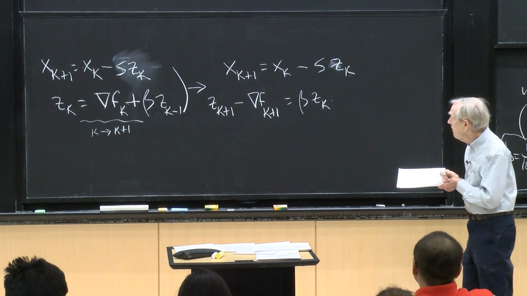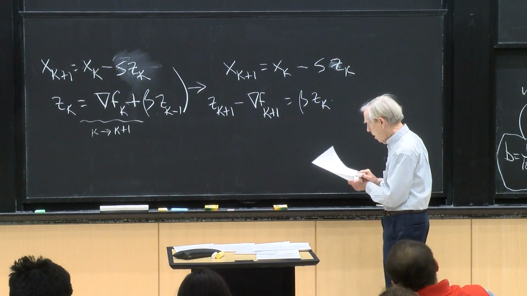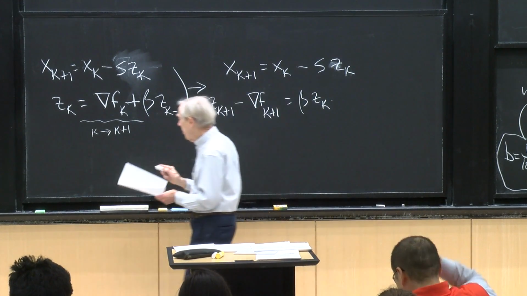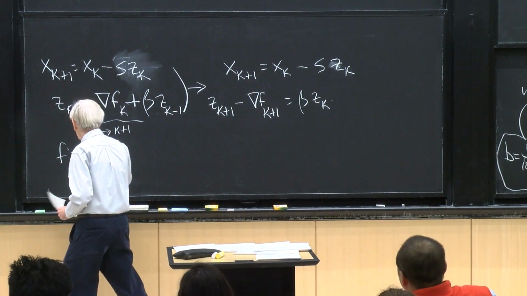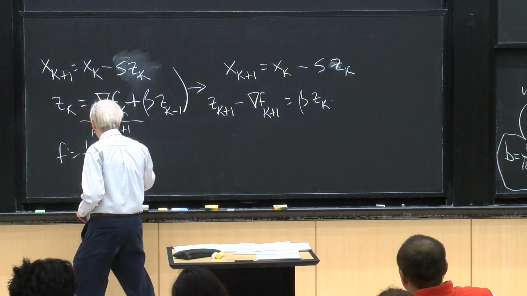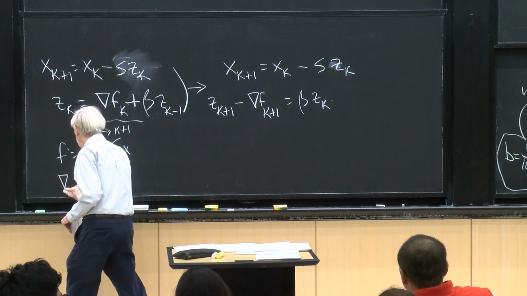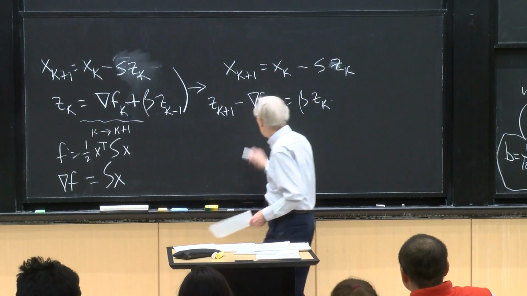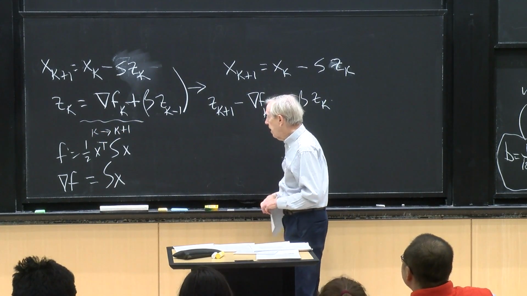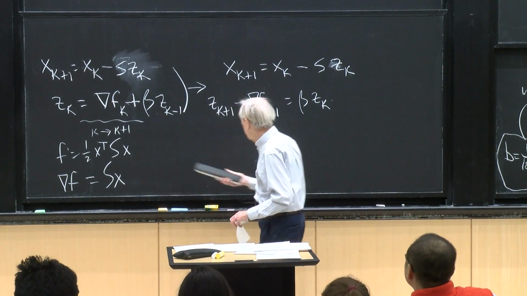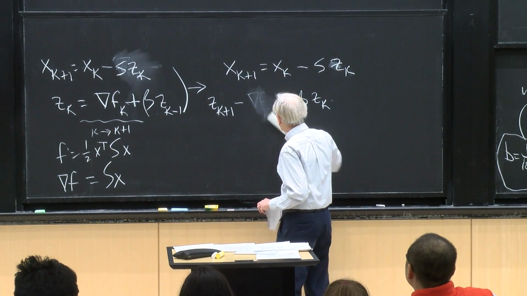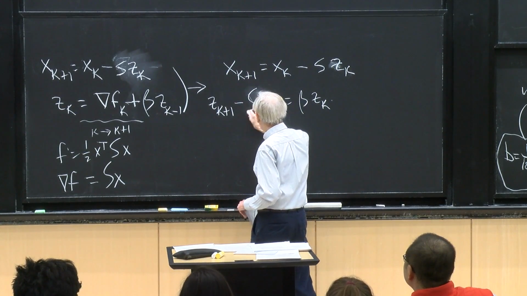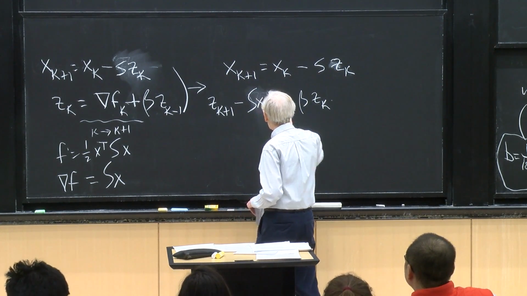And let's remember the model we're doing is f equals a half x transpose Sx. So the gradient of f is Sx. So what I've written there for gradient is really, I know what that gradient is, so that's really S x k plus 1.